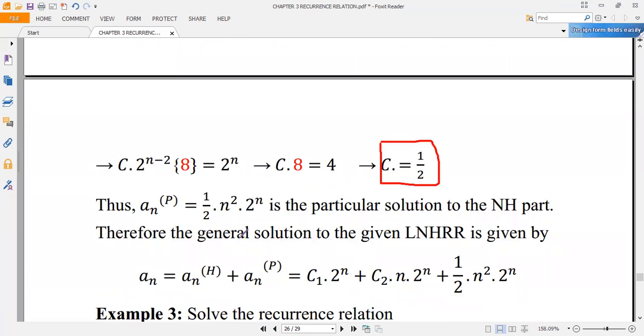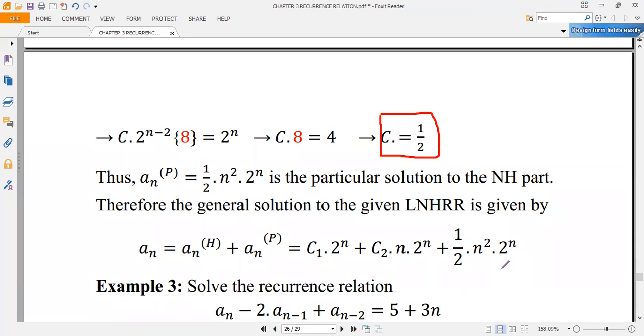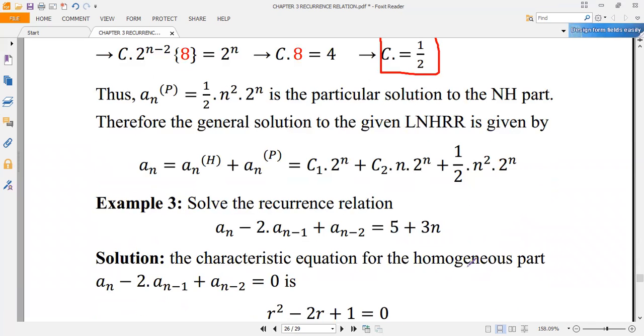So the particular solution to the non-homogeneous part will be 1 over 2 times n squared times 2 to the power of n. Therefore, the general solution to the given non-homogeneous recurrence relation will be the solution of the homogeneous part plus the particular solution of the non-homogeneous part. So C1 times 2 to the power of n plus C2 times n times 2 to the power of n plus 1 over 2 times n squared times 2 to the power of n is the solution of the recurrence relation.